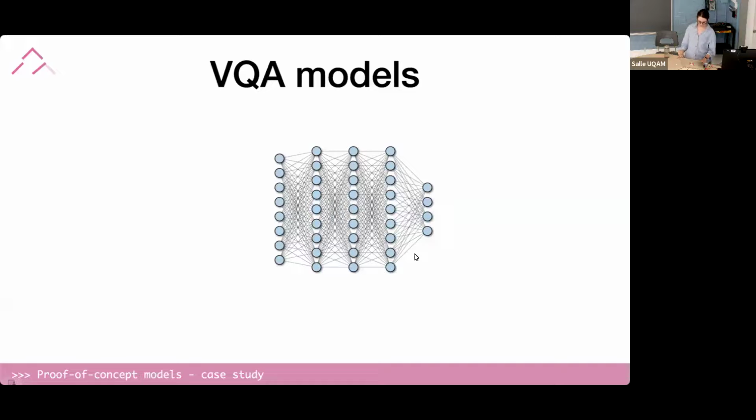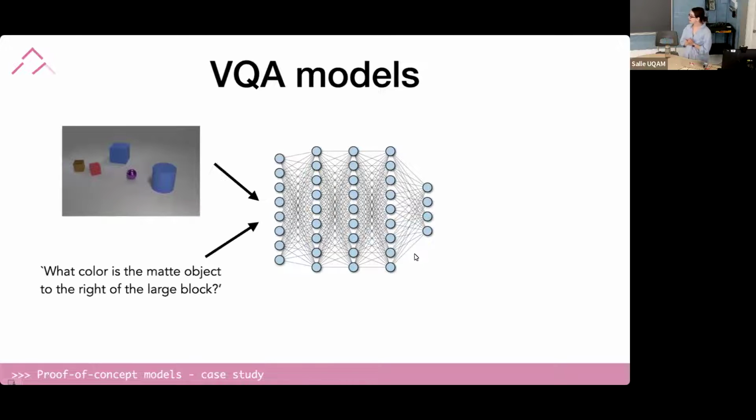Okay. So to answer this question, I'm going to be using grounded language models. These are language models that learn both from images and from text. So we're going to use VQA models. VQA stands for visual question answering. These are models that are trained to answer questions about images.